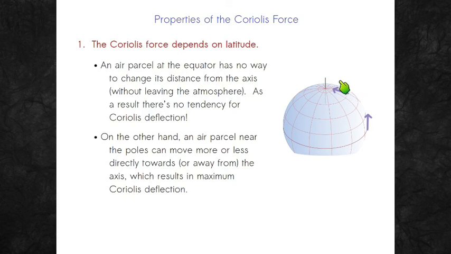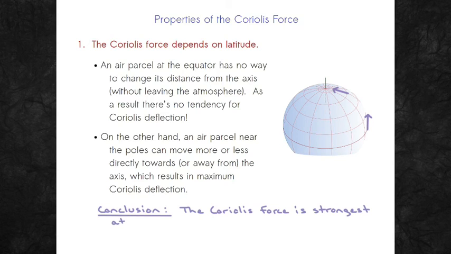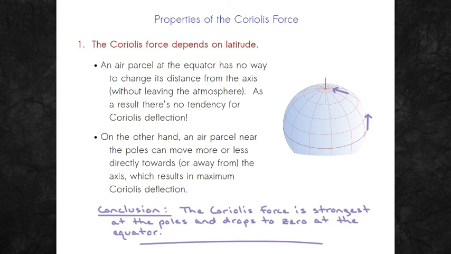So you get the strongest effect of the Coriolis up near the poles, where you change your radius quickly, and you get 0 effect down at the equator. So, moral of the story, the conclusion from that, is that the Coriolis force is strongest near the poles. It's strongest at the poles, and it drops to 0 at the equator.